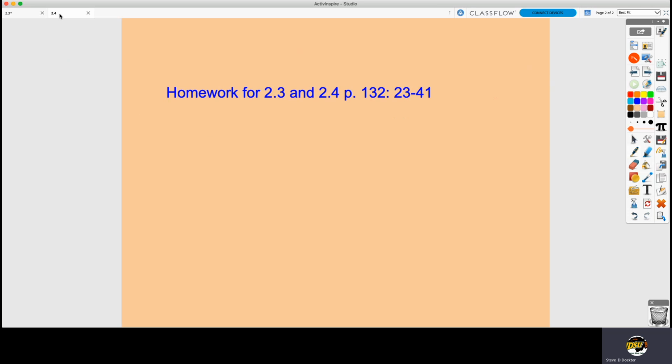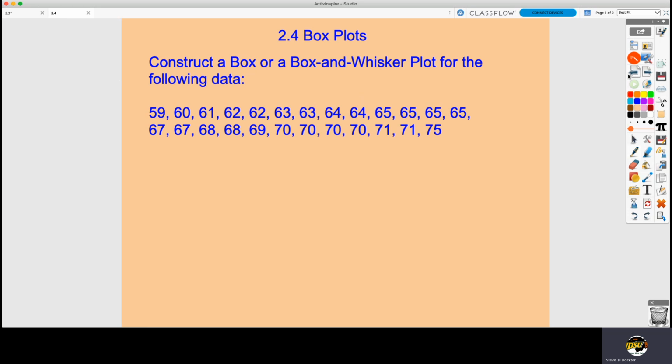2.4 is all on one slide. We've got to make a box and whisker plot. Sometimes they're called a box plot, sometimes a box and whisker plot. So that's what we're doing here. If you want to copy these down, I know you guys have done this before. We talked about this in Algebra 2. This is more of a junior high thing, maybe an elementary thing. I don't know when the first time was you saw these, but we're going to talk about how to find these really quick, and it's going to line up with what we just did in 2.3.